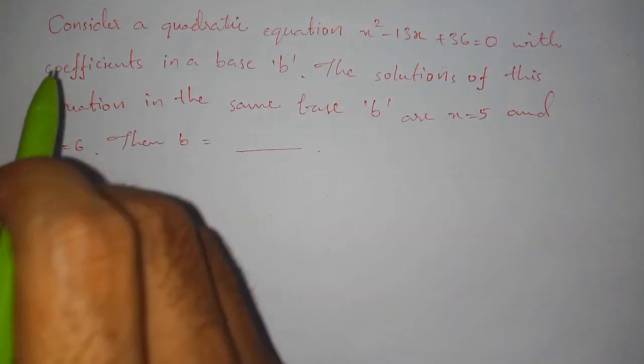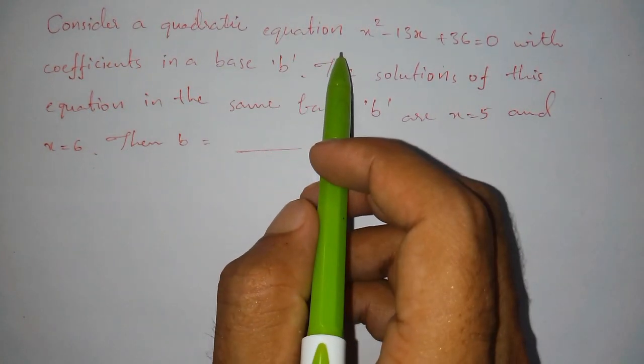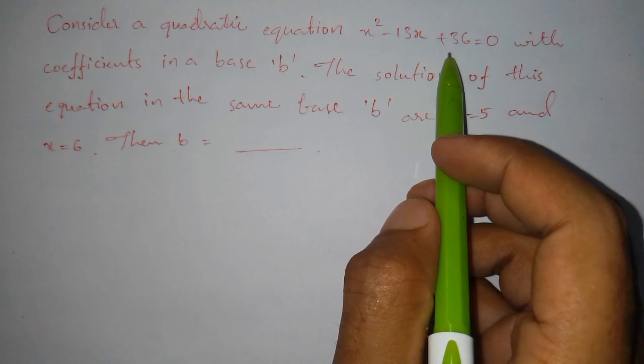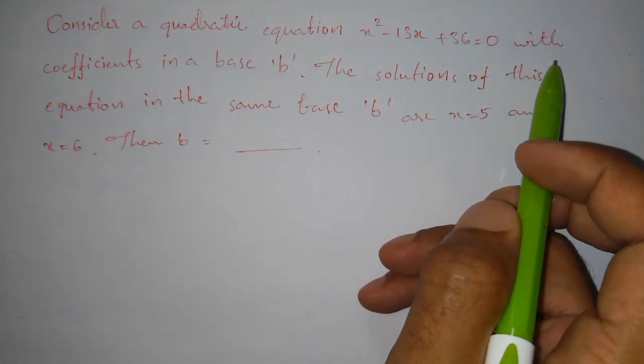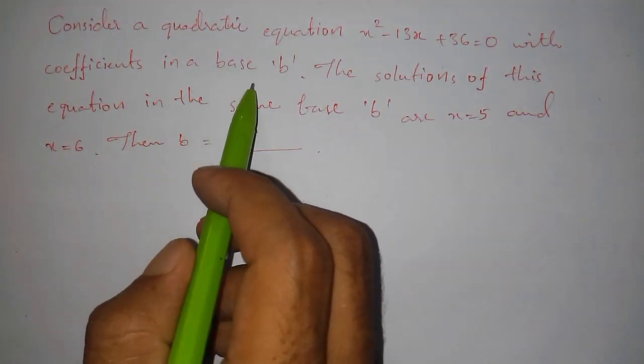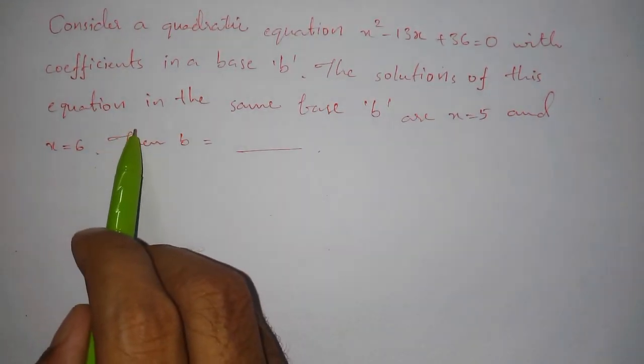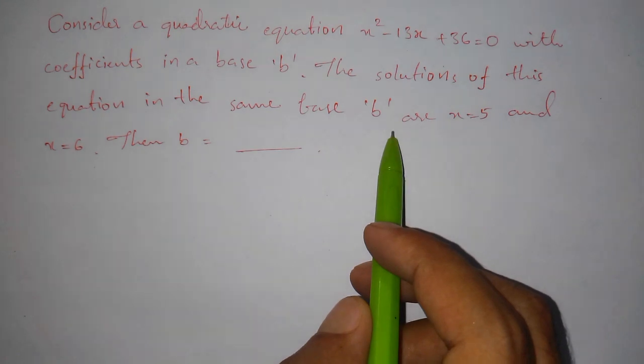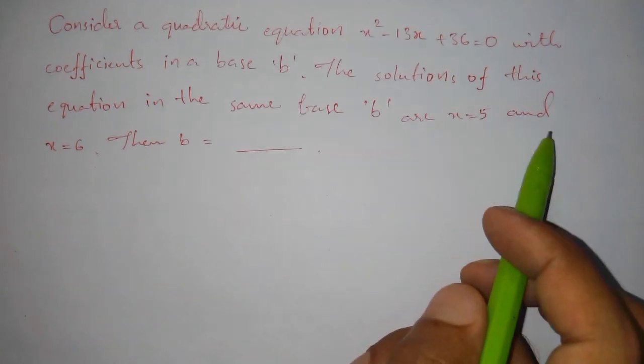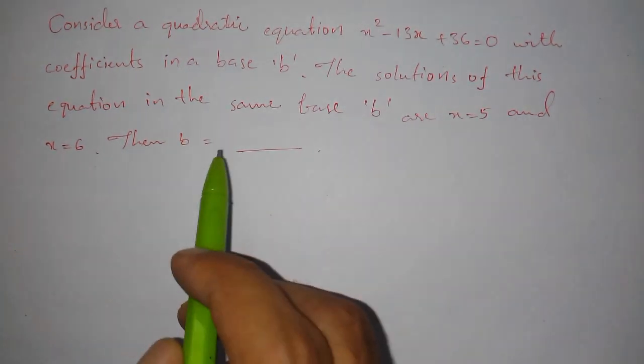Hello friends, consider a quadratic equation x² − 13x + 36 = 0 with coefficients in a base b. The solutions of this equation in the same base b are x = 5 and x = 6. Then b equals what?